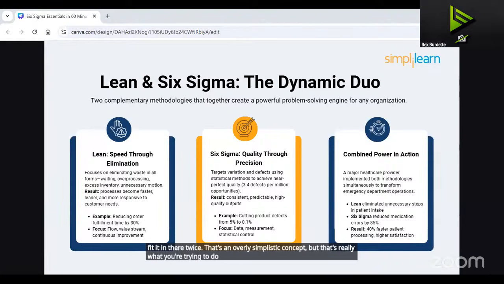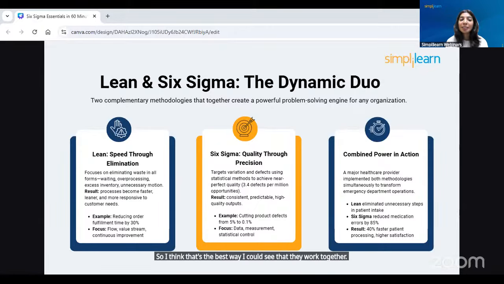So when you use Lean to identify the wastes and you use Six Sigma at the same time to identify those things where you can reduce variation and make them more on target, the two together are very effective at making more money for the company and improving your processes. So I think that's the best way I could say that they work together.